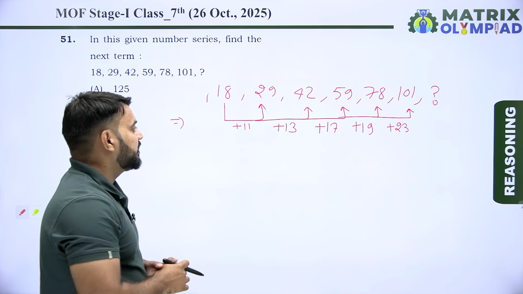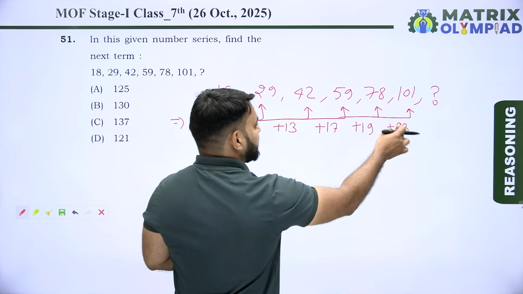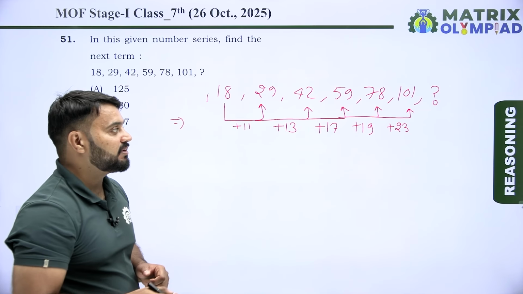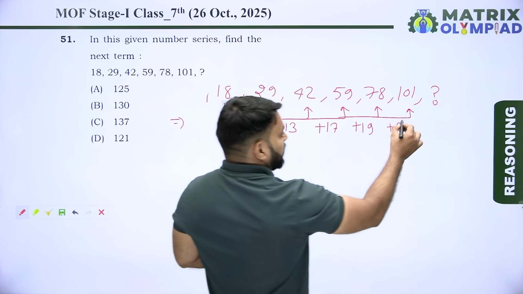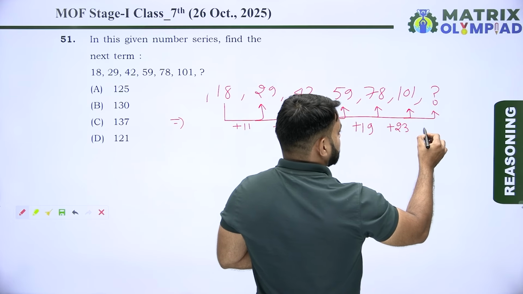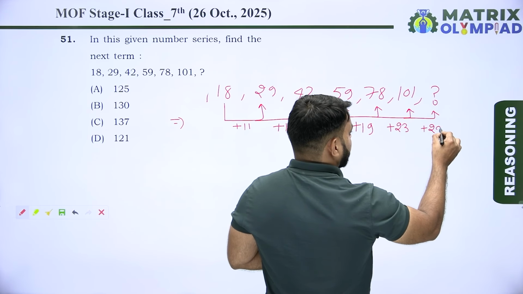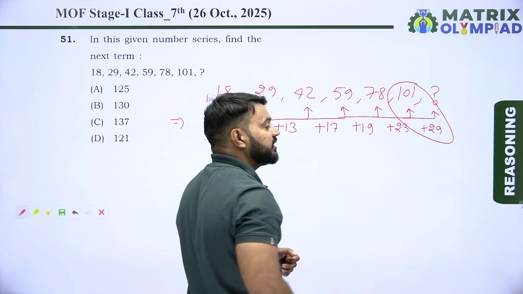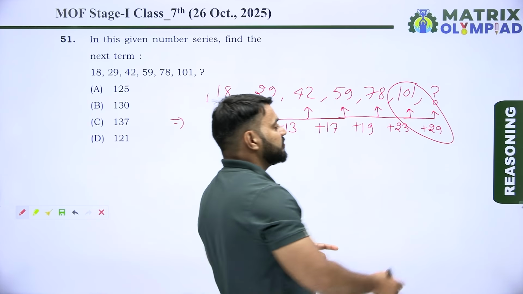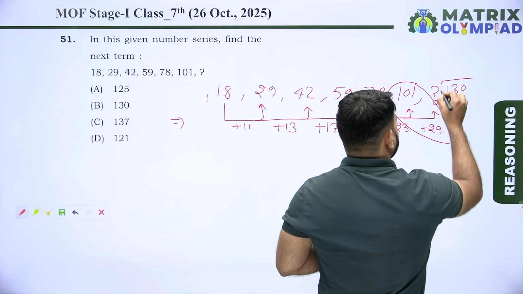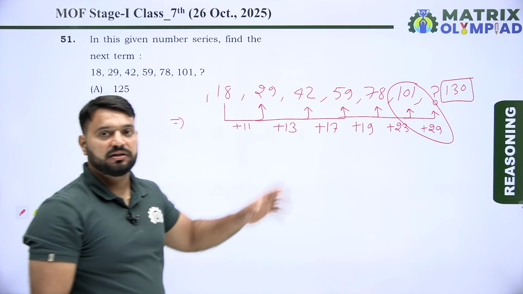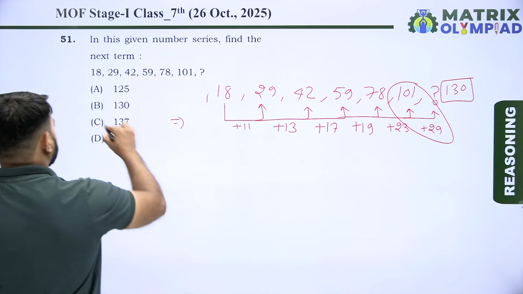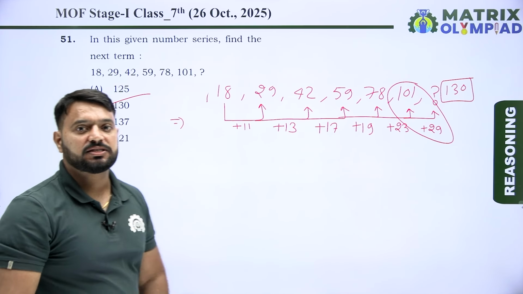Now check the pattern: 11, 13, 17, 19, 23. This is the prime number sequence. So after 23, the next prime number is 29. So if we add 29 to 101, then we get 130. So 130 is the next number of the given number series. So here option B is the correct answer of this question.